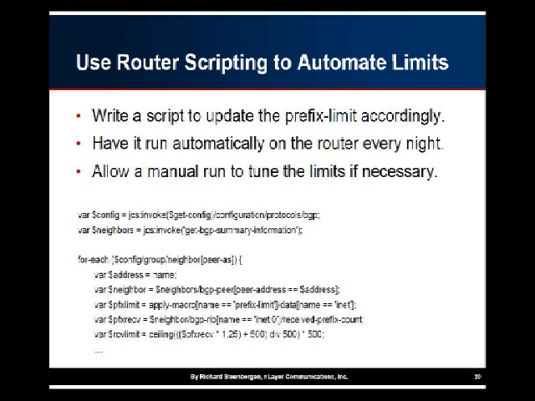There's an example of the script that does it, and it's really pretty simple. You go through your BGP neighbors, and you run your BGP summary information. You look at your neighbors, you walk the list, and you say, here's the number of routes that we're currently receiving from them if the neighbor's up and working. And then we do our calculation. We say, times 1.25 plus 500, and then I've rounded off in groups of 500 because I don't want to make unnecessary changes.